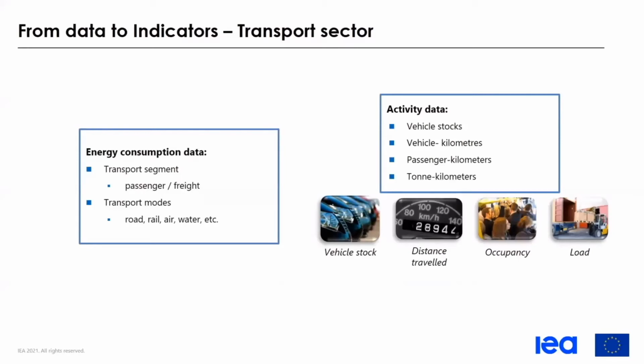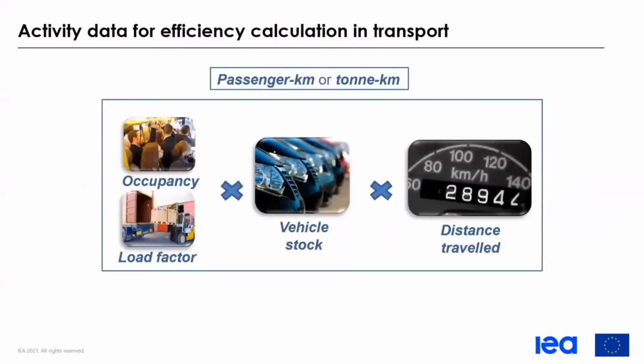To measure this, we use vehicle stocks, vehicle kilometers, passenger kilometers, and ton kilometers, and we calculate passenger kilometers and ton kilometers as the total distance traveled by all the vehicle stocks that we are analyzing, multiplied by the occupancy for passenger transport or by the load factor in case of freight transport.